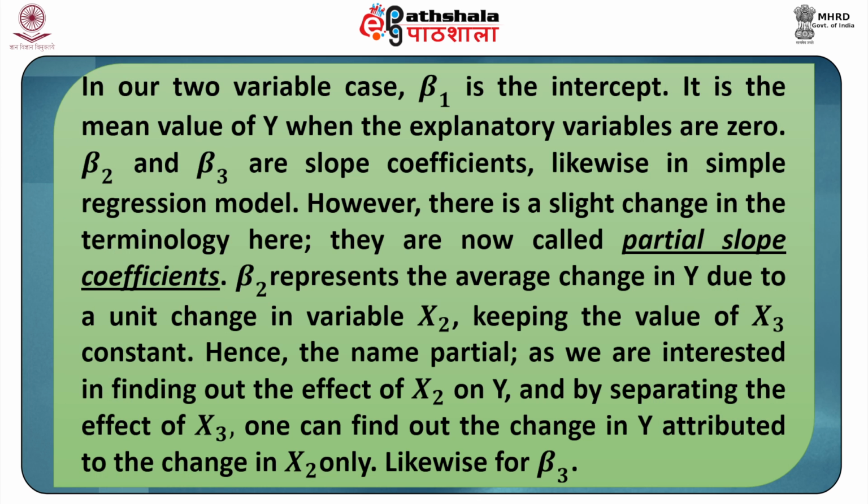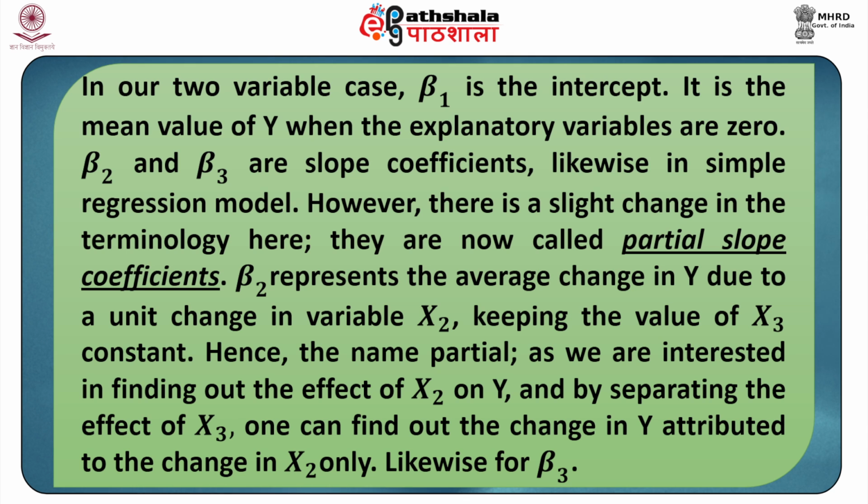In our two variable case, beta 1 is the intercept. It is the mean value of y when the explanatory variables are 0. So as mentioned earlier, beta 2 and beta 3 are slope coefficients, as in the simple regression model. However, there is a slight change in the terminology here. They are now called partial slope coefficients.